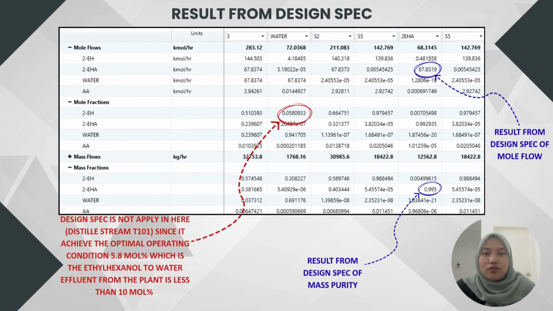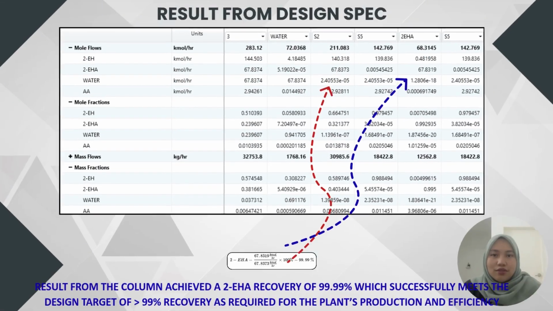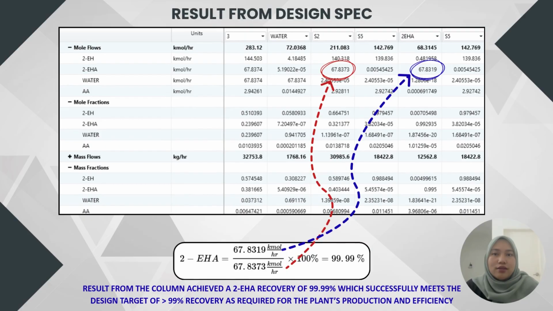So here is the result of separation using the reference and after performing the design spec for the water stream, which is at T101, the stream which is mainly consuming highly pure water. Design spec is not applied here since it achieved the optimal operating condition of 5.8 mole percent, which is the ethylhexanol to water effluent from the plant, less than 10 mole percent. The result from the column achieved an ethylhexyl acrylate recovery of 99.99%, which successfully meets the design target of more than 99% recovery as required for plant production and efficiency.